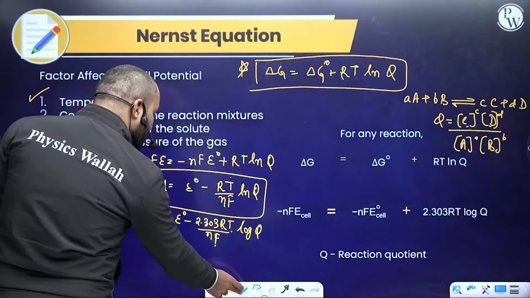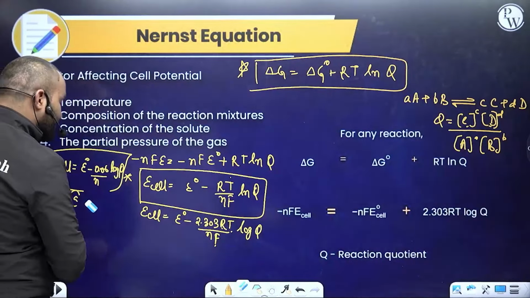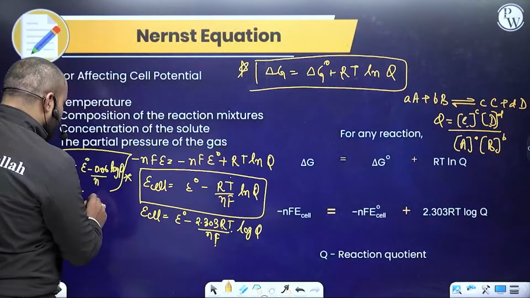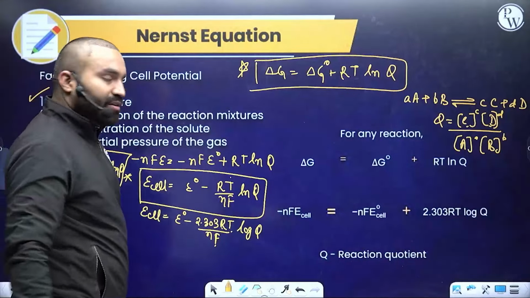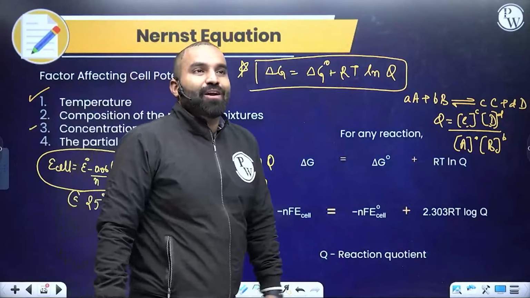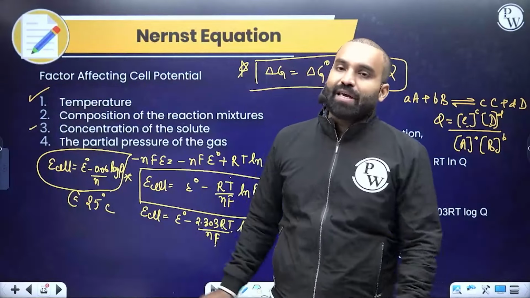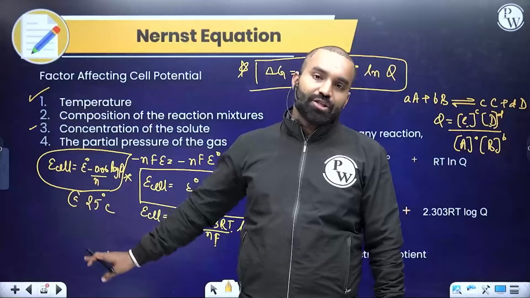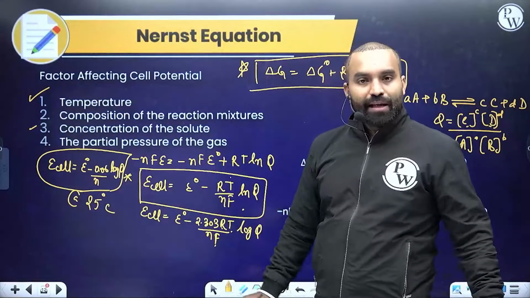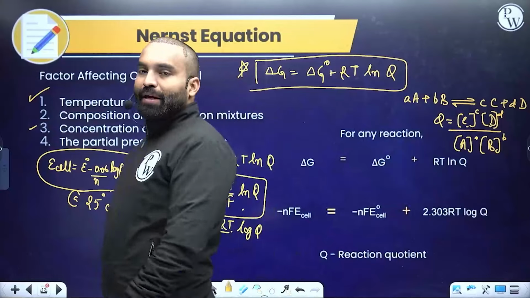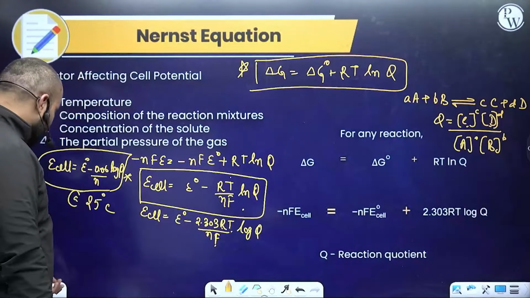Remember, be careful. If anybody asks you, is this equation the Nernst equation? The answer is no. This is the modified Nernst equation. What's the difference? Yes, it is different because you have made this change. This is not the Nernst equation. The Nernst equation is this. Clear, everybody? Keep responding. Clear? Let's move ahead.